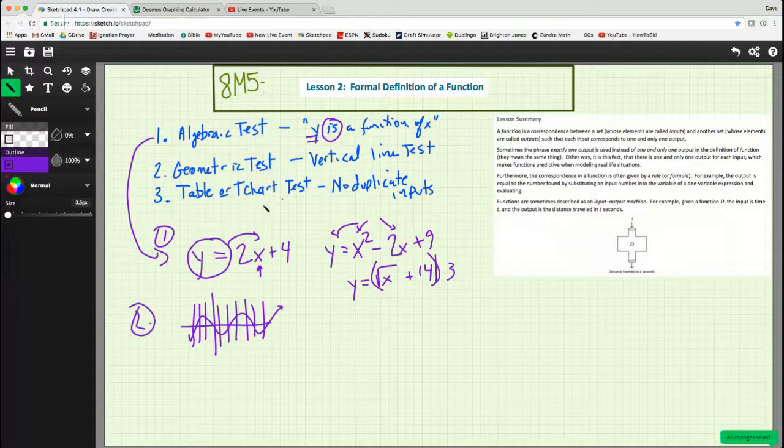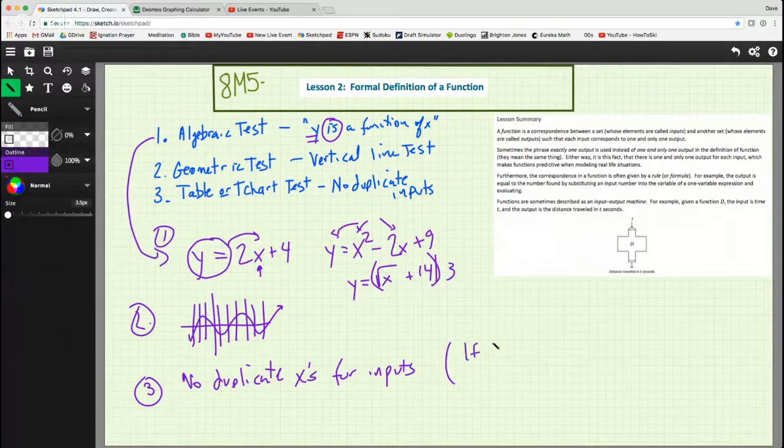Now, finally, this table or T-chart test. This basically says to look for duplicate x's, for duplicate inputs. And really, there's a slight caveat. It says if I have a duplicate input, I must always get the same output.